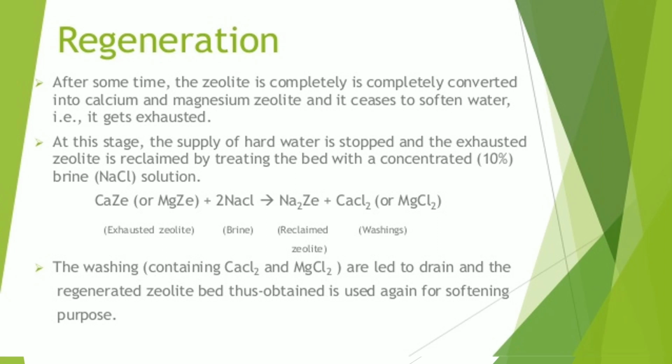Exhausted zeolite is represented by CaZe or MgZe, and for reclamation or regeneration we use brine, that is NaCl. The exhausted zeolite reacts with brine and is converted into Na2Ze, the reclaimed or regenerated zeolite, and the byproducts are calcium chloride and magnesium chloride. The washings containing calcium chloride and magnesium chloride are led to the drain, and the regenerated zeolite bed thus obtained is used again for softening purposes.